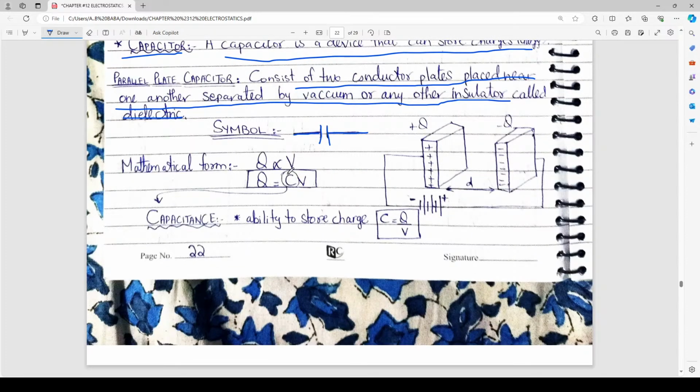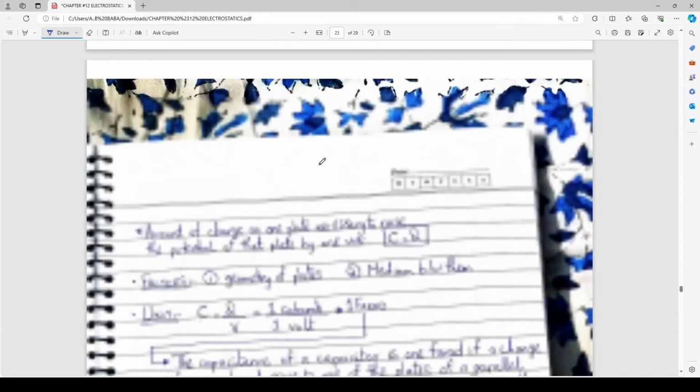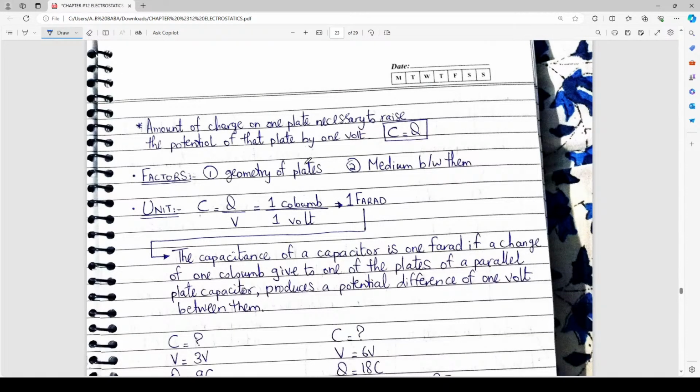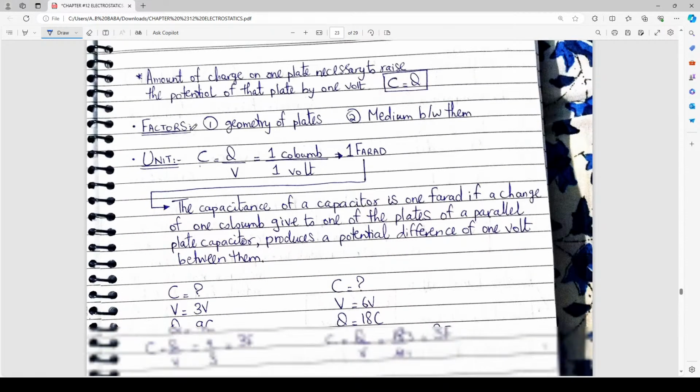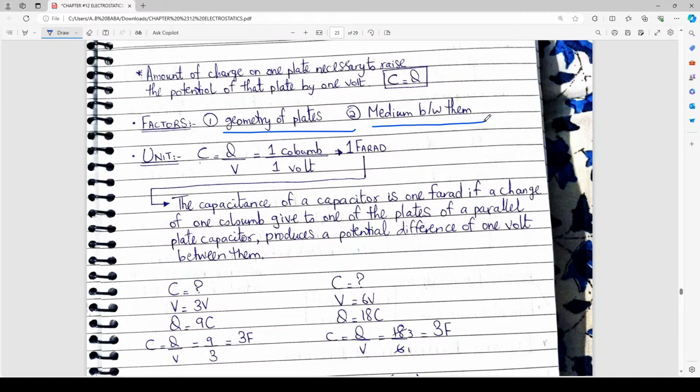Mathematical form is Q is directly proportional to V, so a constant comes over here, C, which is known as the capacitance, and capacitance is the ability to store charge. C is equal to Q upon V. As the plates are shown over here, it is the distance d between the plates. The amount of charge on a plate necessary to raise the potential of that plate by 1 volt, which is C is equal to Q. Factors are the geometry of the plates, and second is the medium between them.